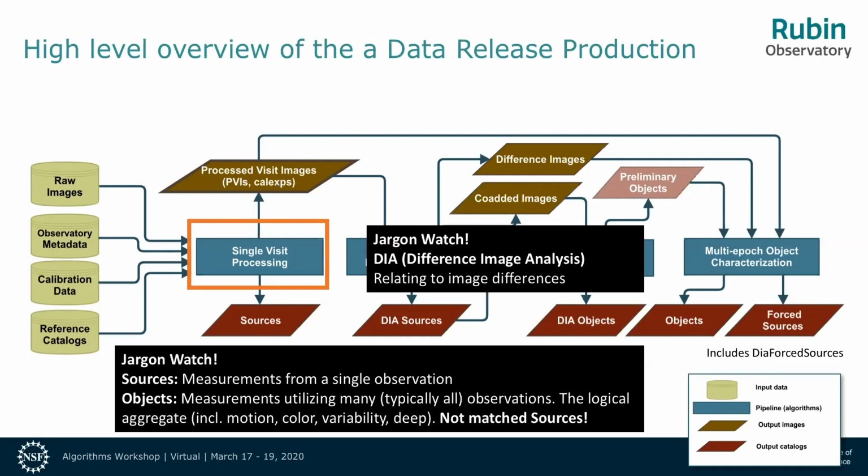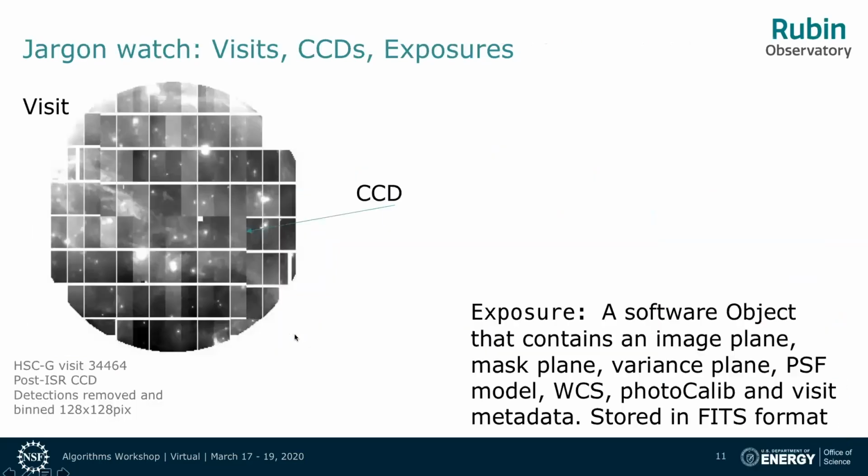Okay, let's talk about single visit processing first. The inputs are the raw images and the outputs are processed visit images and sources. Okay, what do I mean by visits? For HSC, this is an HSC focal plane. Any exposure on disk can be uniquely specified by a visit number and a CCD number. A visit is one observation of the sky.